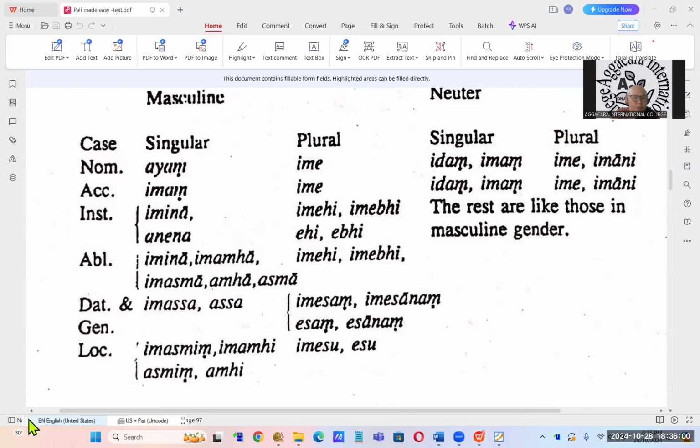Yes. So when we look at this, it's better we try to find their two forms. So this one is a different form. Amha, asma. This one is another form. This one is another form. Imesu, esu. This seems to be another form. Now, it seems to be another form here. Okay, so let's do it. This is another form. Is it related to here?